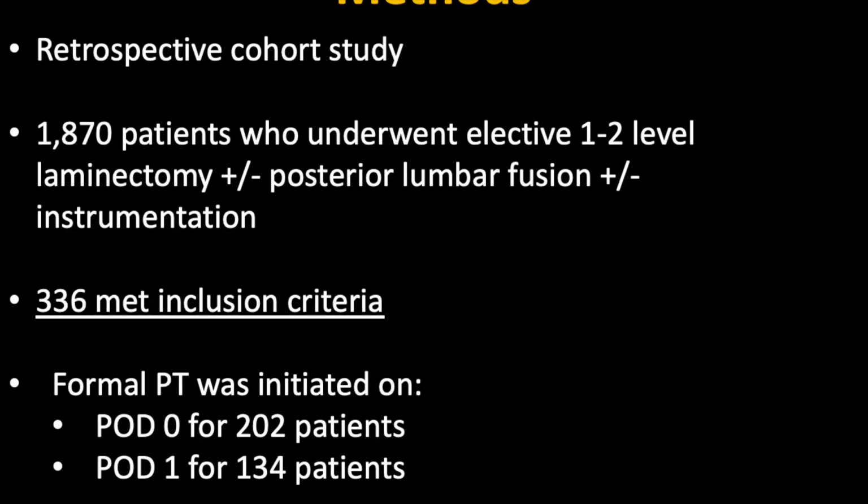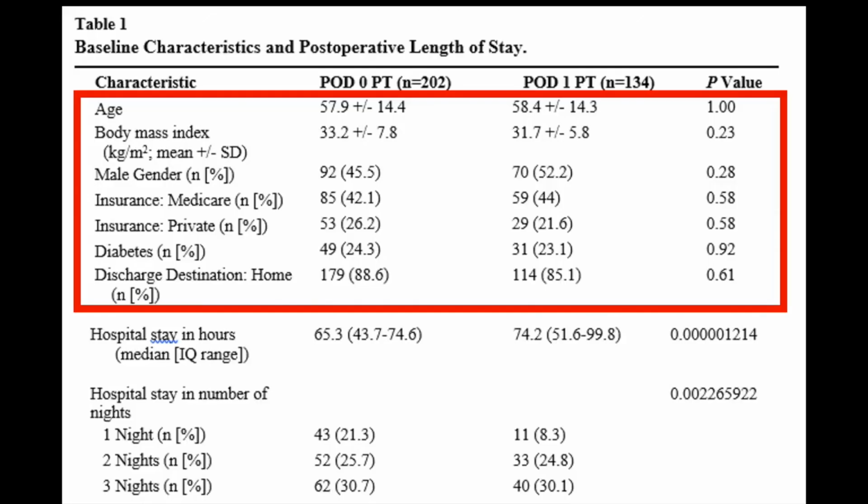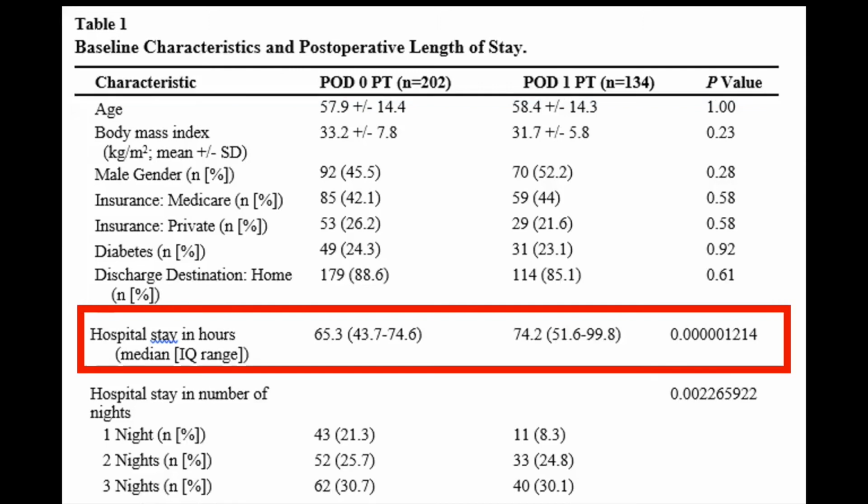Exclusion criteria consisted of incomplete data, admission under trauma visit, admission to ICU for observation or complications, and lack of formal PT encounter before discharge. A total of 336 patients met inclusion criteria. Formal PT was initiated on postoperative day 0 for 202 patients and postoperative day 1 for 134 patients. There were no significant differences between post-op day 0 and 1 groups regarding demographics or BMI.